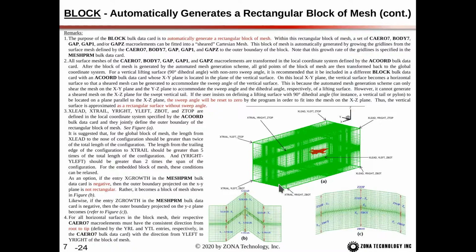So here's a picture of what the block looks like. So here we have an aerodynamic model in here, and then we have our block of mesh surrounding it. So if we look at this corner of the box, the coordinates here are X lead, Y right, and Z top. If we go to the opposite corner, this is X trail, Y left, and Z bottom.